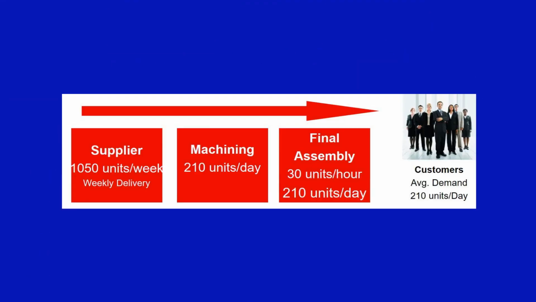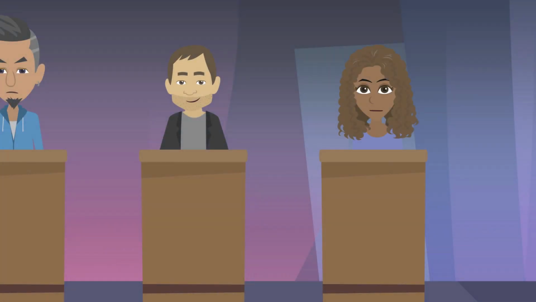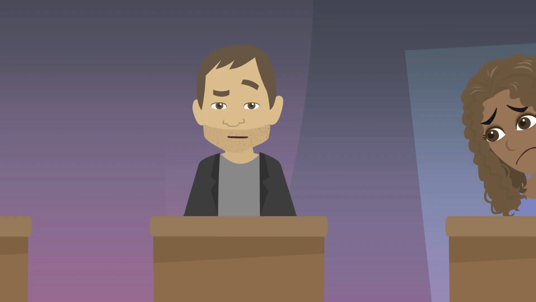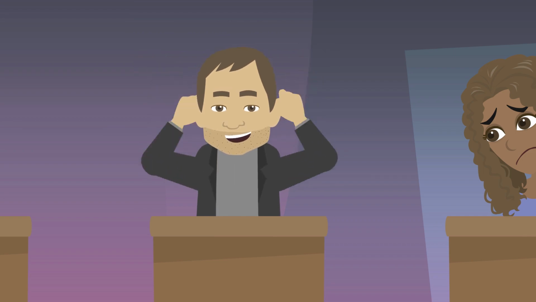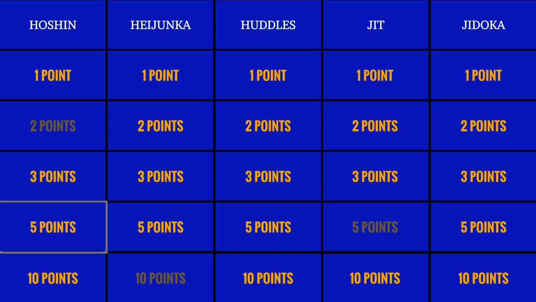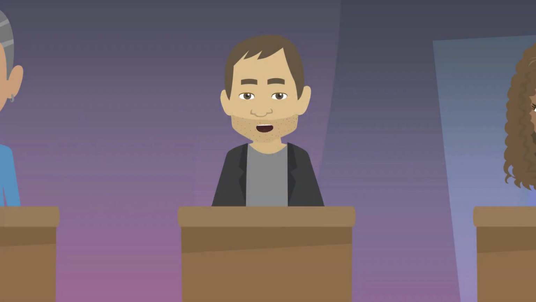Leveling production throughout a value stream, as shown in this picture, reduces the need to have a lot of this. What are suppliers? What is inventory? According to Pascal Dennis, Hoshin is about getting these things done. What are the right things?